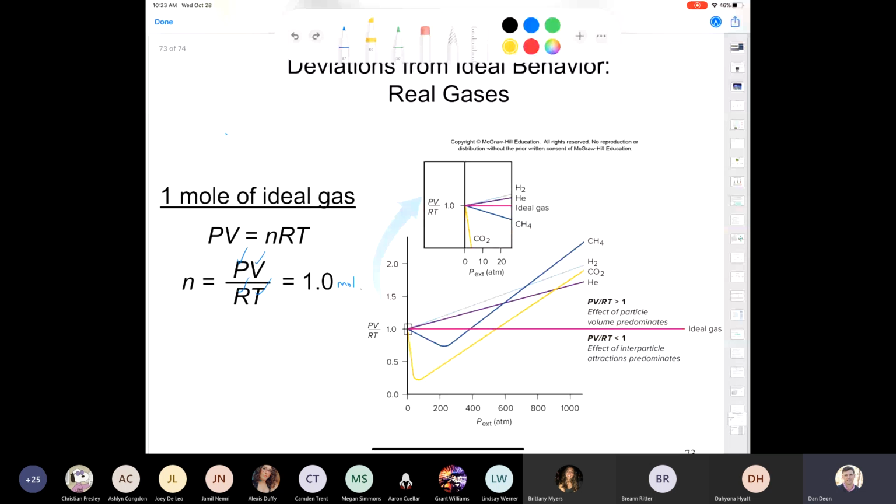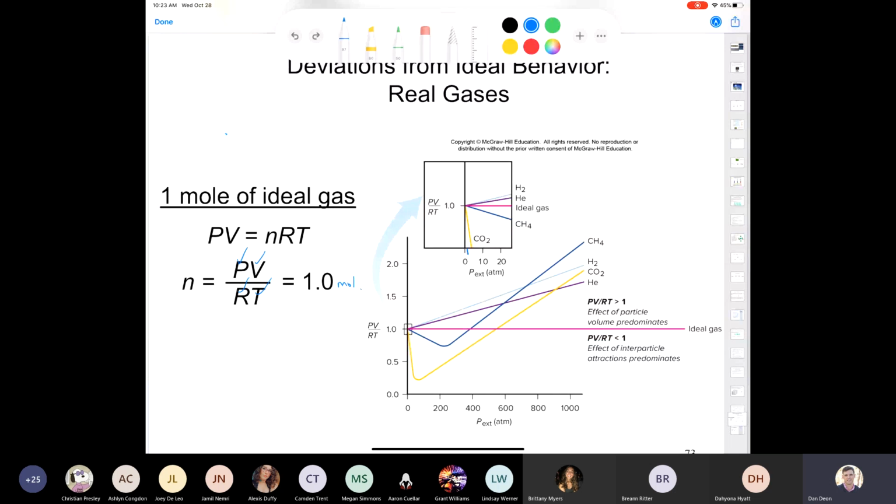And you can also see that if they're just zooming in on that little tiny part, down here, this isn't even a deviation of 0.9, okay? So it's a very small deviation. And you can also see that 1 atmosphere would be right around here. So when we're at 1 atmosphere, you can see that all gases behave pretty close to ideally. None of them are going to be perfectly ideal.